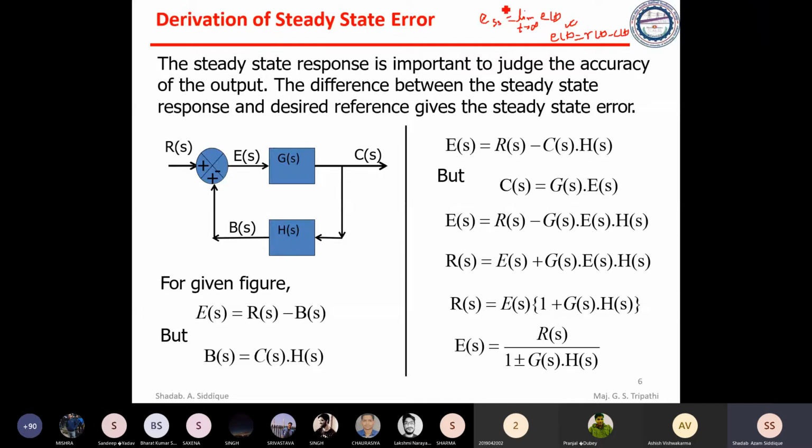So that's why we are getting E(s) equal to R(s) minus C(s). This is 1, unity is 1. Okay, so that's what we are getting.